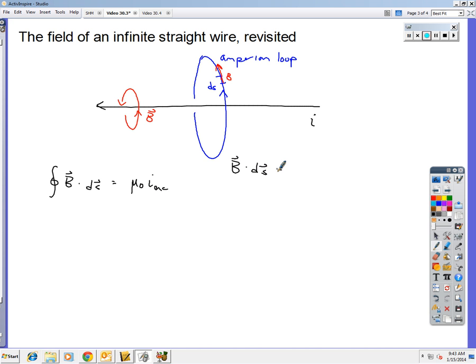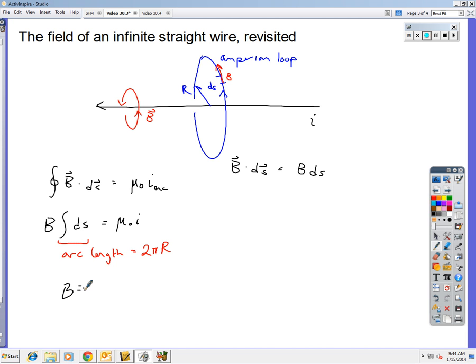because B points in the same direction as ds, that's just B ds, we can dispense with the vectors. And also, since we expect B to be the same at every point on the loop, we can bring it out the front of the integral. So we have B times the integral of ds equals mu naught I. And the integral of ds is the arc length of the loop, which is 2 pi times r, where r is the radius of the loop.